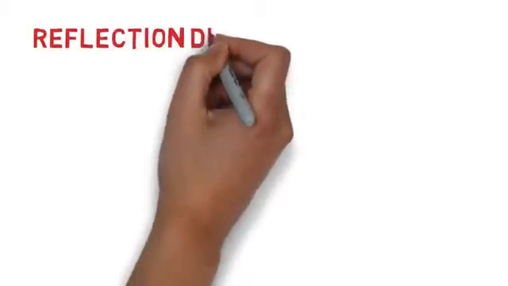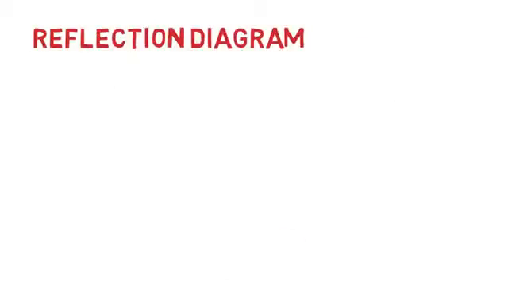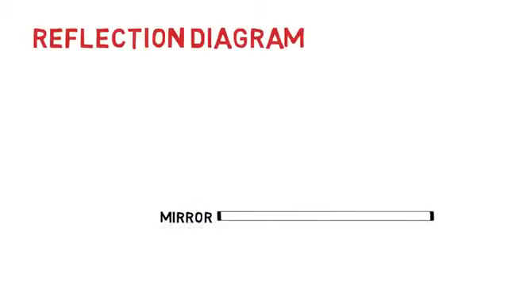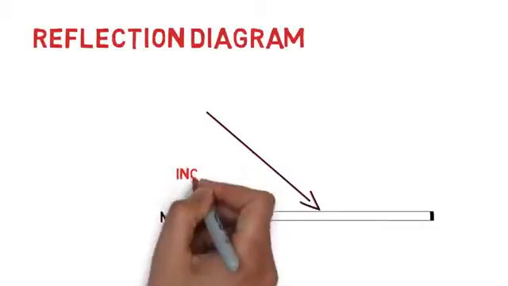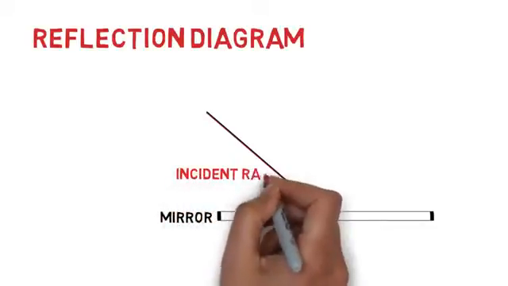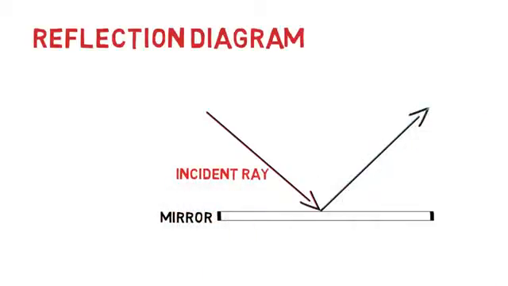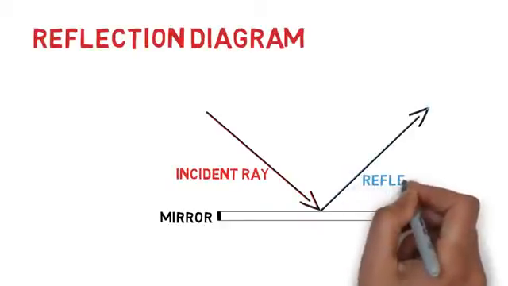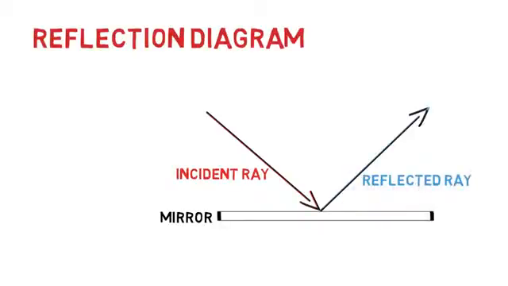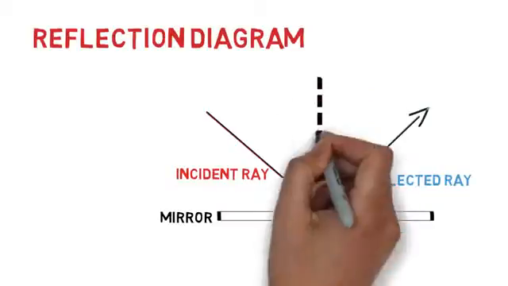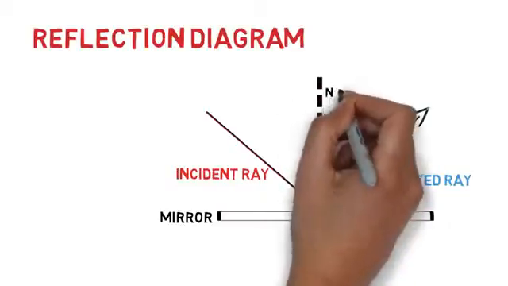We'll first begin with our basic reflection diagram. In a reflection, we have our mirror, a light wave being emitted toward the mirror known as the incident ray, and the same light wave bouncing off the mirror known as the reflected ray. At the point where the incident ray strikes the mirror, a perpendicular line can be drawn, known as the normal line.